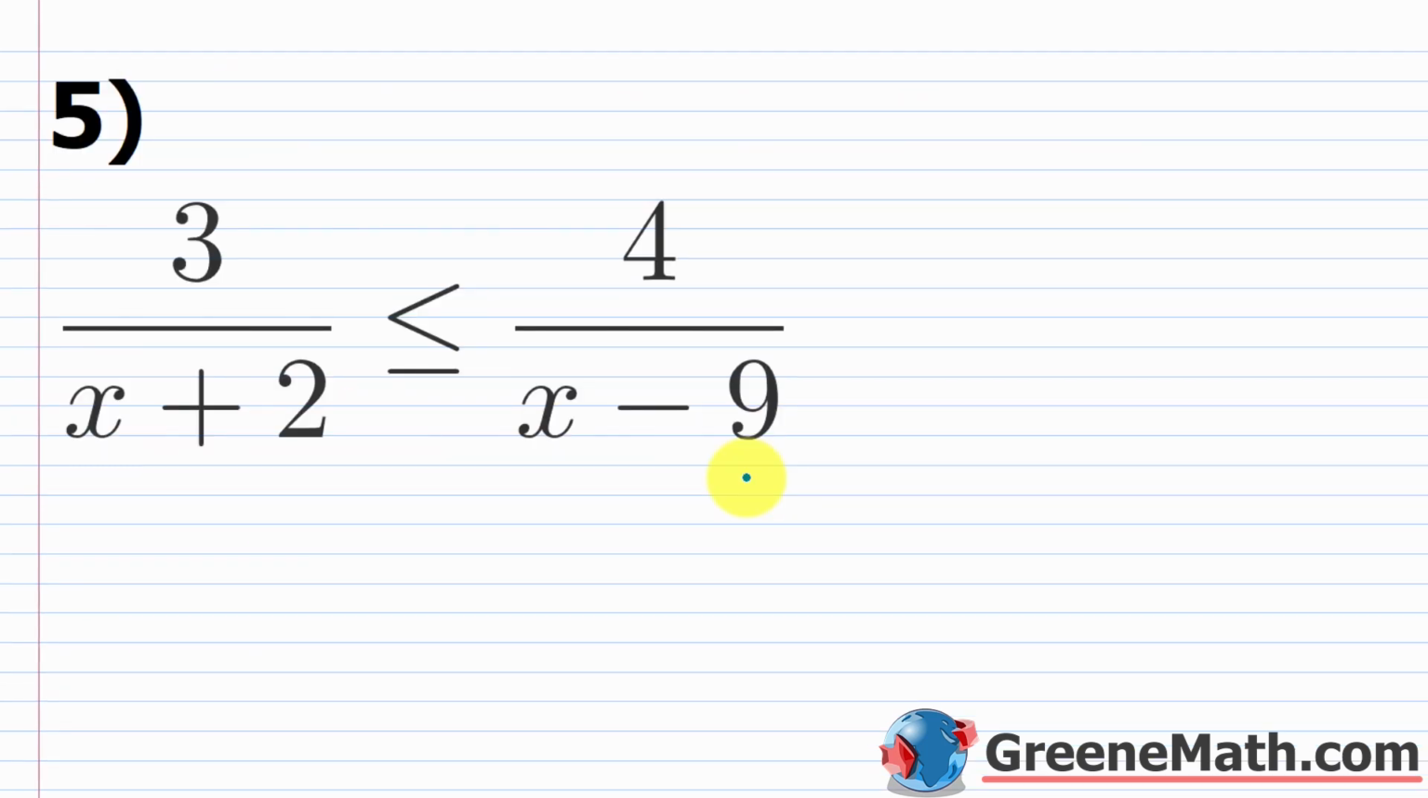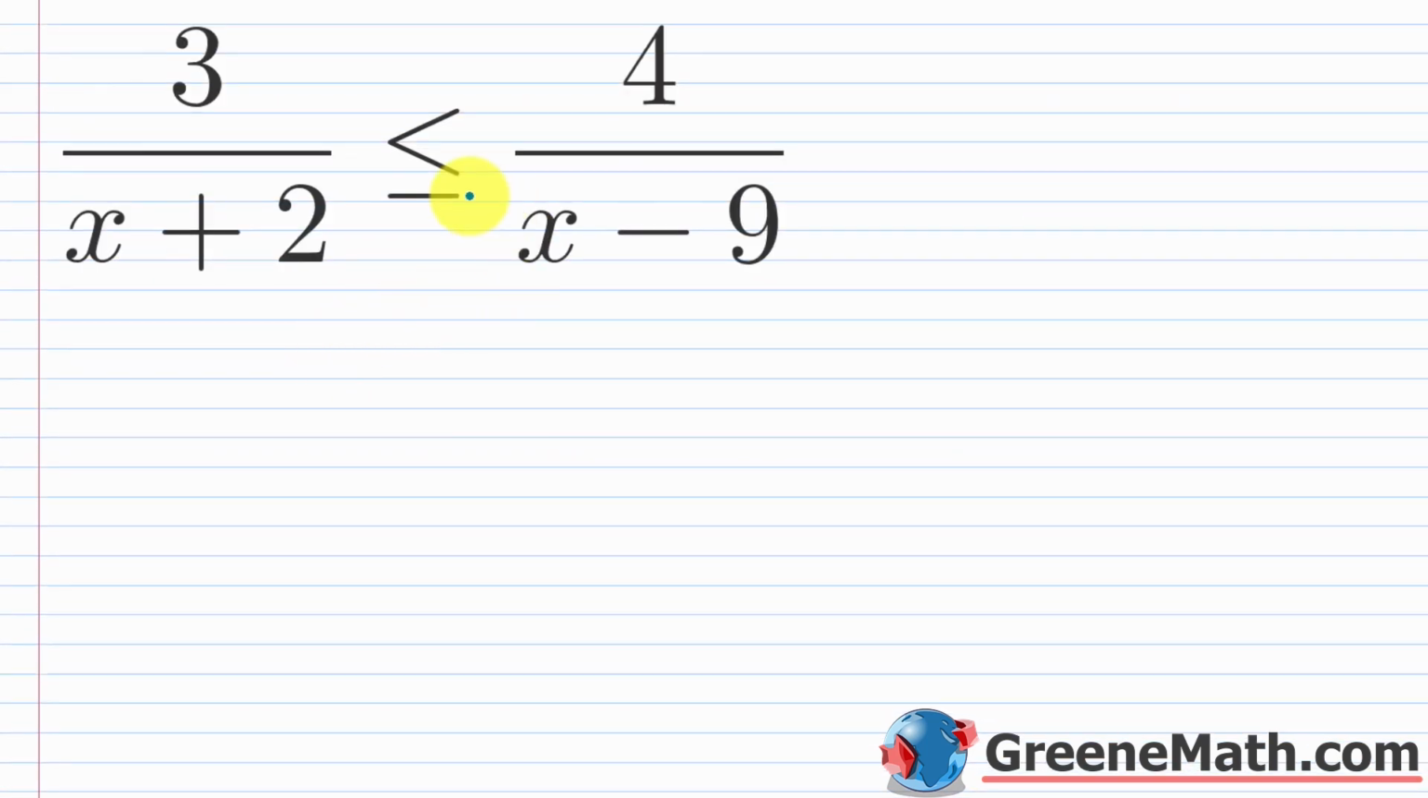All right, let's take a look at problem number 5 now. So we have 3 over x plus 2 is less than or equal to 4 over x minus 9. So again, I want one single rational expression on the left. I want an inequality symbol, and then I want 0 on the right.